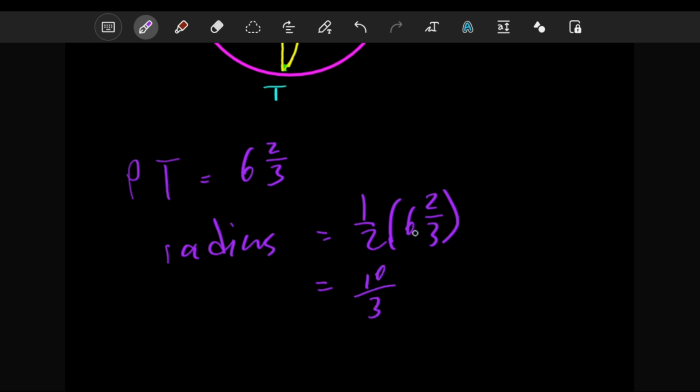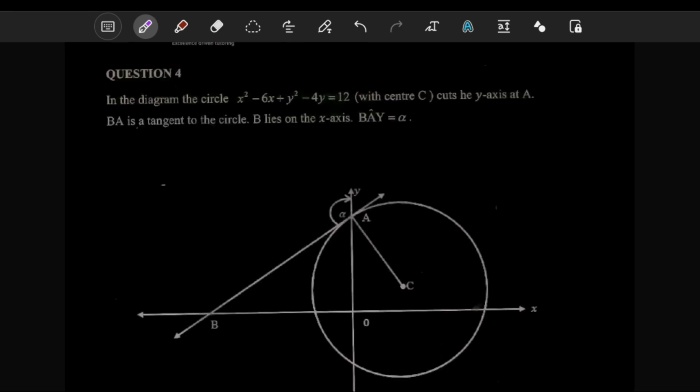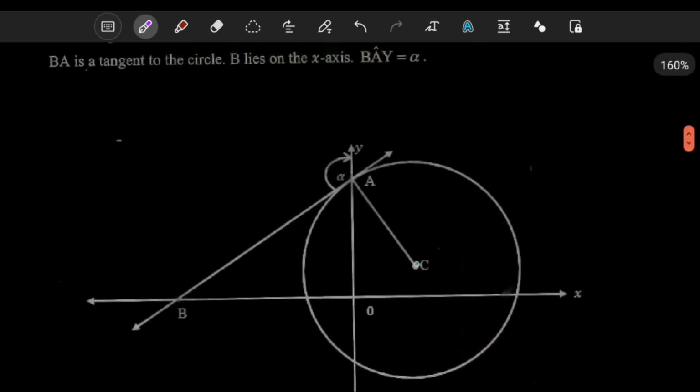So the big issue here is that, remember, in your calculator, press shift first before you press the fraction button to be able to put in 6 and 2 over 3 properly, you see. So that is all good and all nice and dandy. Question number 4, we are moving along just fine here. It says in the diagram, the circle with this equation with center C.